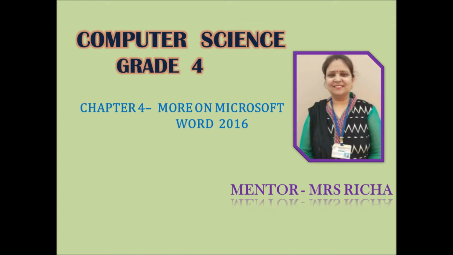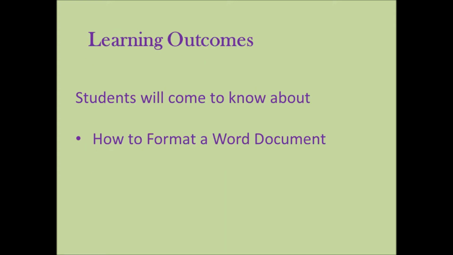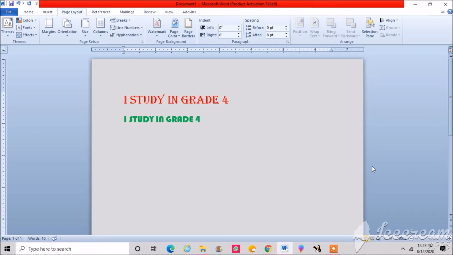Now we are going to start our chapter number 4, more on Microsoft Word 2016. Subtopics in this chapter are copy formatting to another selection, finding and replacing the text, page formatting, setting page properties, and previewing and printing a document. Learning outcomes: students, you will come to know how to format a Word document. Now let's start with the first topic, copy formatting to another selection.